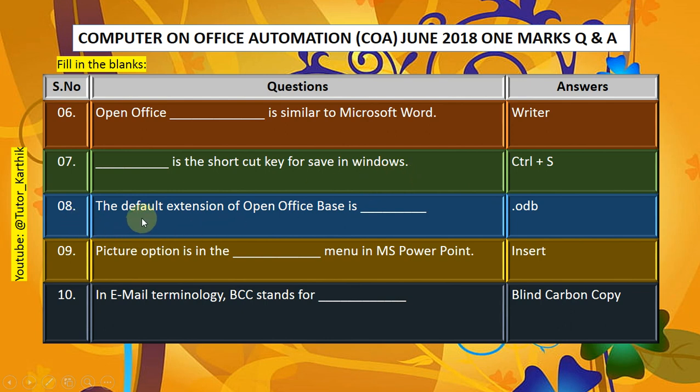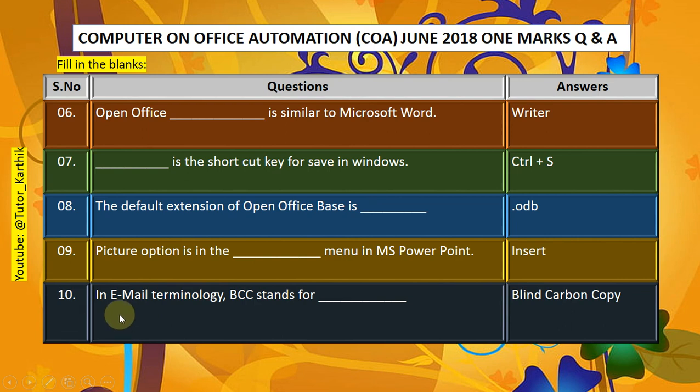Question number 8. The default extension of OpenOffice Base is dash. The default extension of OpenOffice Base is dash. .odb. So .odb is for Base. Identify it like that. .odb. Question number 9. Picture option is in the dash menu in MS PowerPoint. Insert. Picture option is in the Insert menu in MS PowerPoint.